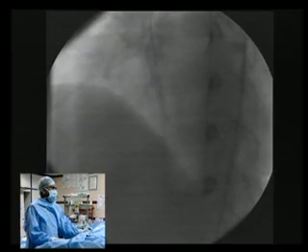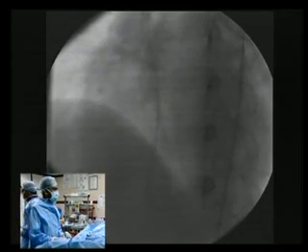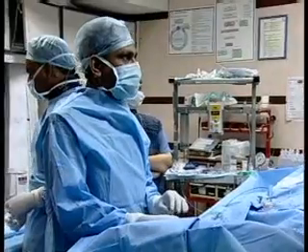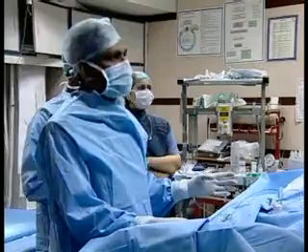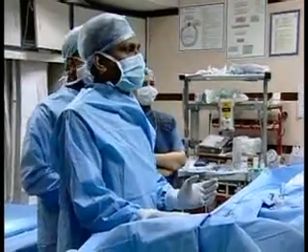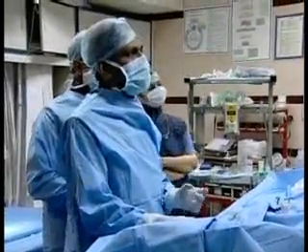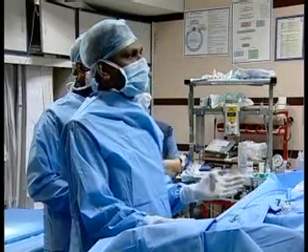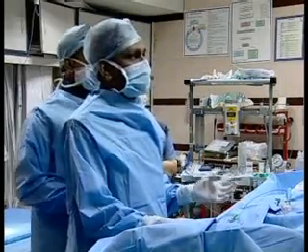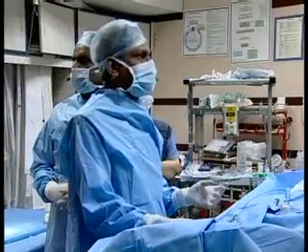We are ready to take the device if you say yes. Is there any role of TEE here? Yes. It is most of the time membranous VSDs. You will be in a position to profile the VSD by transthoracic echocardiogram itself, unless you have any right coronary cusp or non-coronary cusp prolapse.